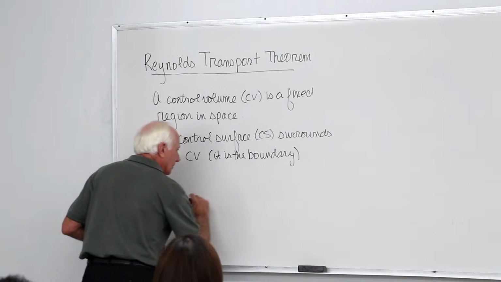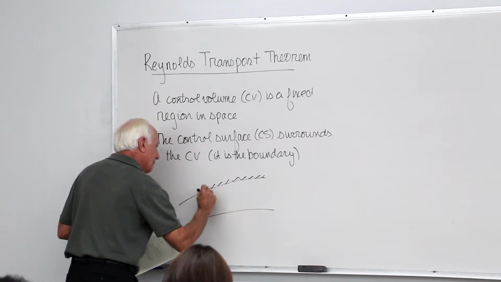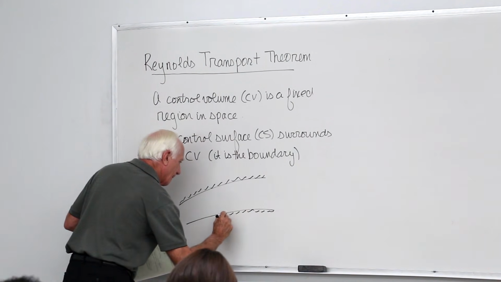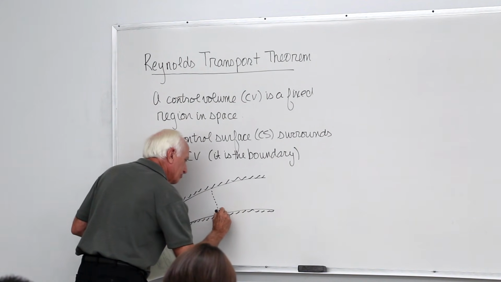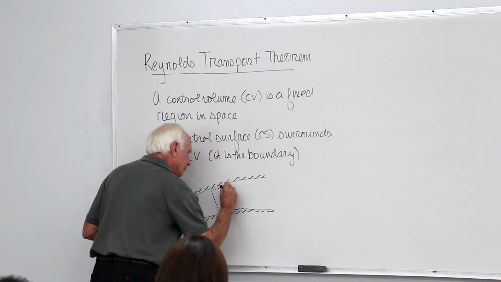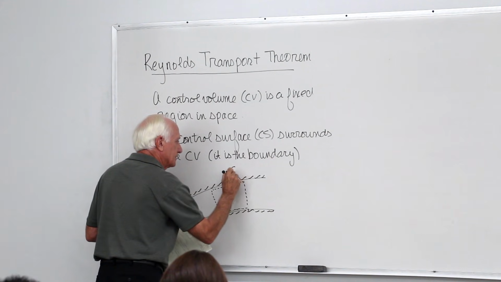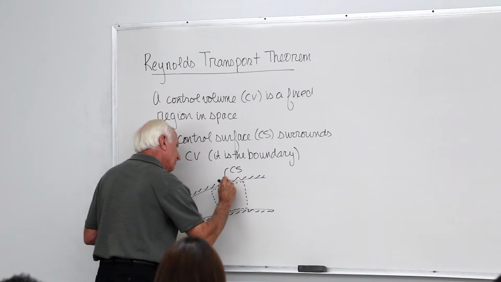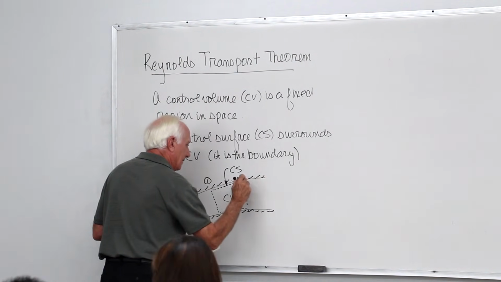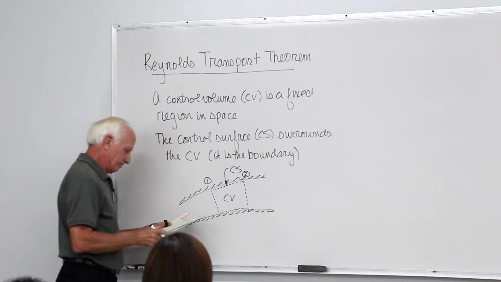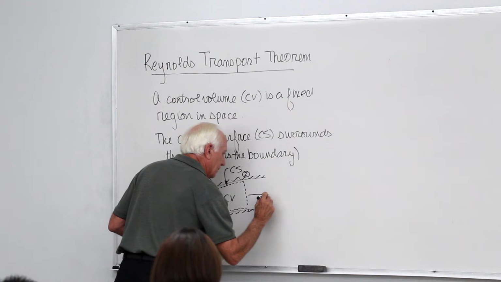So we'll start off, and here's some flow passage. It's a flow passage bounded on both sides. And we'll identify by a dashed line a control volume. The control surface is the boundary. We could call this, for instance, point 1 and this point 2. And maybe flow enters at 1 and flow comes out at 2.